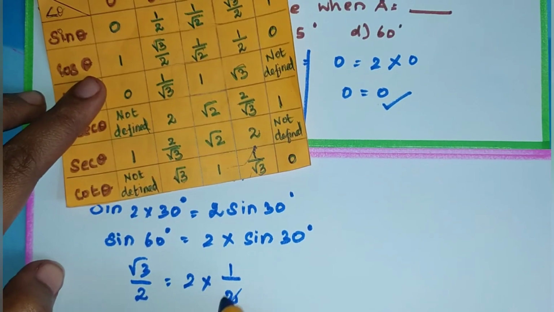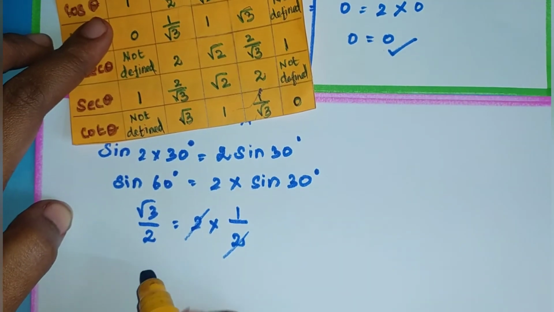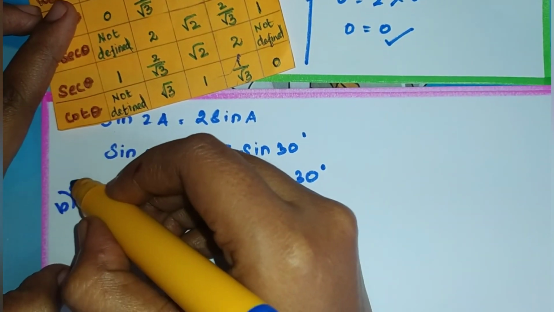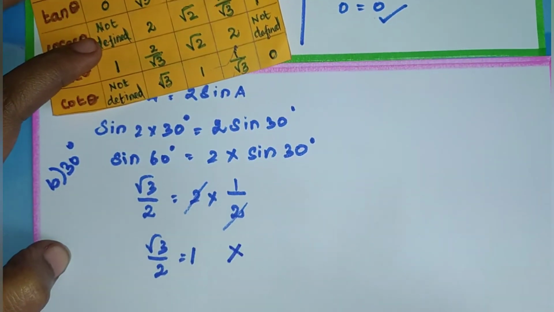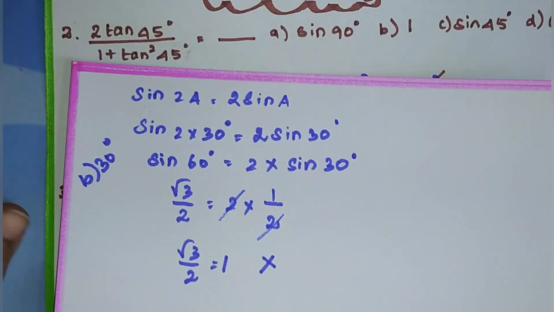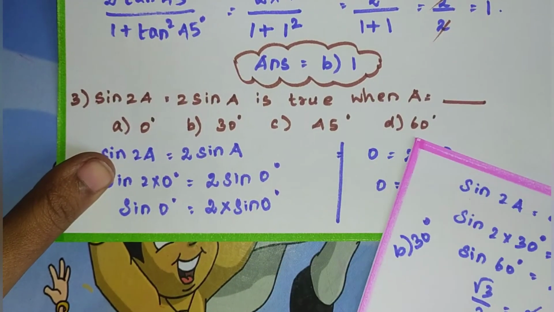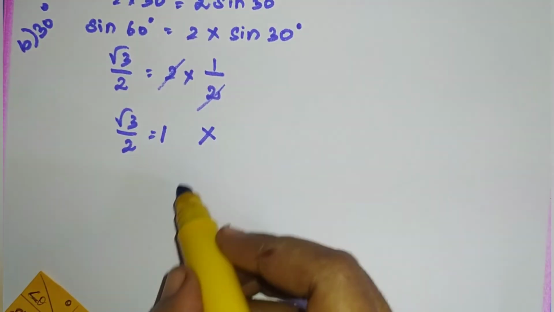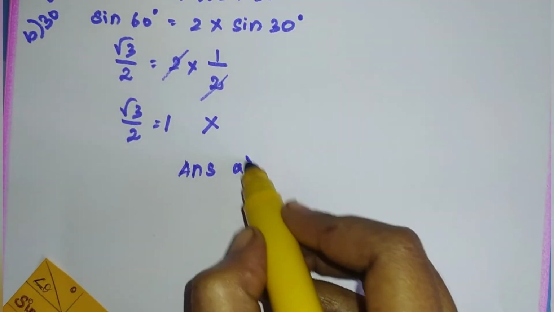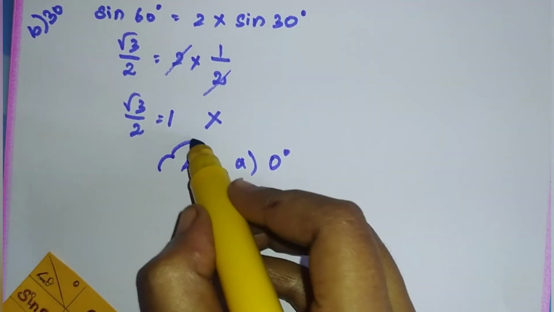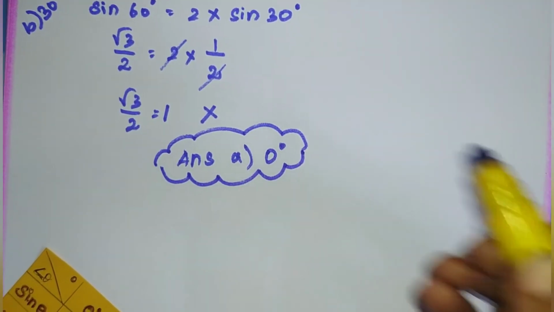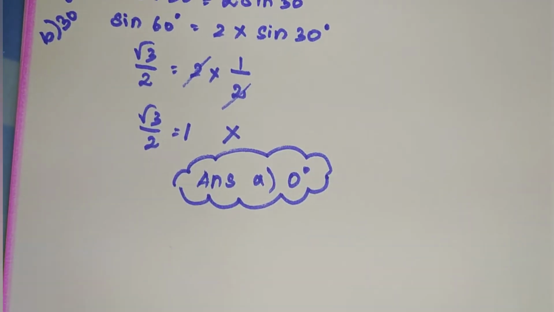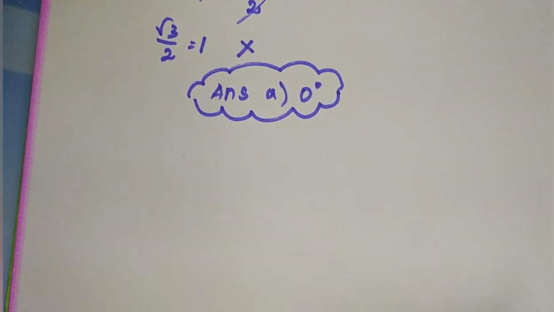Here we can cancel 2 and 2. So the answer is root 3 by 2 is equal to 1. So this is for option 30 degree. That is wrong. Like this, if you substitute 45 degree and 60 degree, you won't get equal values. So the correct answer is option A, that is 0 degree. Only at 0 degree will we get sin 2A equal to 2 sin A. Clear, all of you?